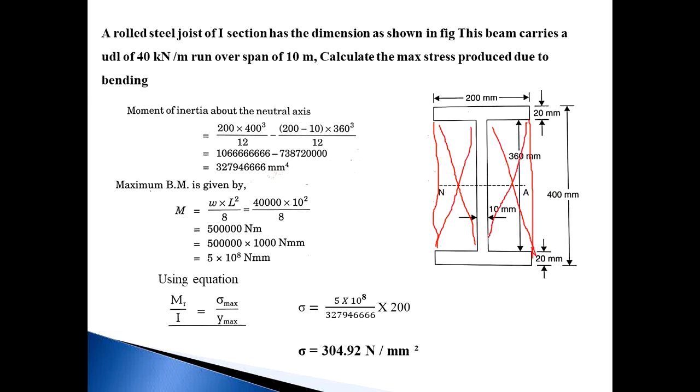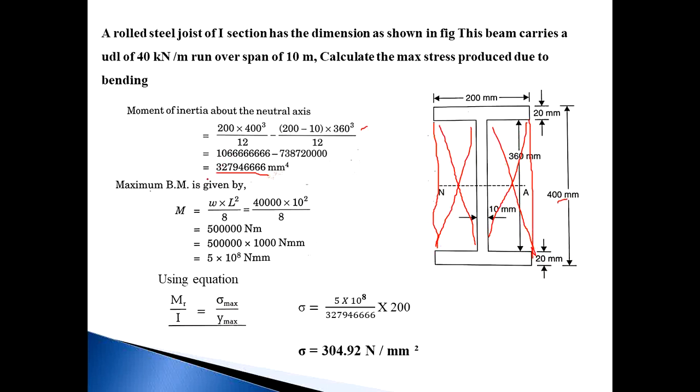The dimensions of these two parts: the overall width of the section is 200 and the thickness of the web is 10, so the width of this cross section is 200 minus 10. The depth is the overall depth of 400 mm minus the thickness of the top flange and the bottom flange, so 400 minus 40, which becomes 360. So the net moment of inertia is equal to 200 into 400 cube divided by 12 minus 190 into 360 cube divided by 12. This is the value of the moment of inertia with respect to the XX axis.